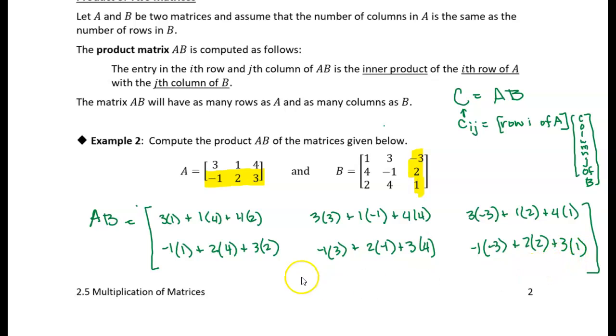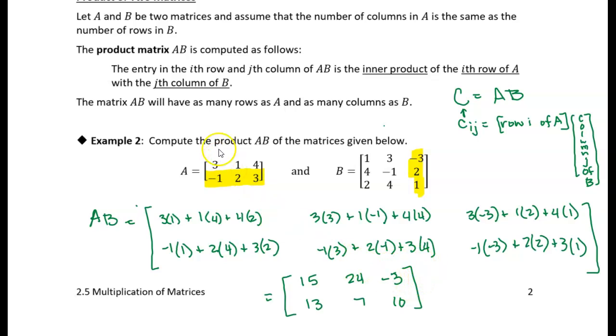All right, now it's all arithmetic. So what did I get when I add these all up? I'm just going to do all this arithmetic now, and what I end up with is 15, 24 minus 3, 13, 7, and 10. So the product of these two matrices is this new matrix. It's a 2 by 3 matrix, 2 rows, 3 columns.